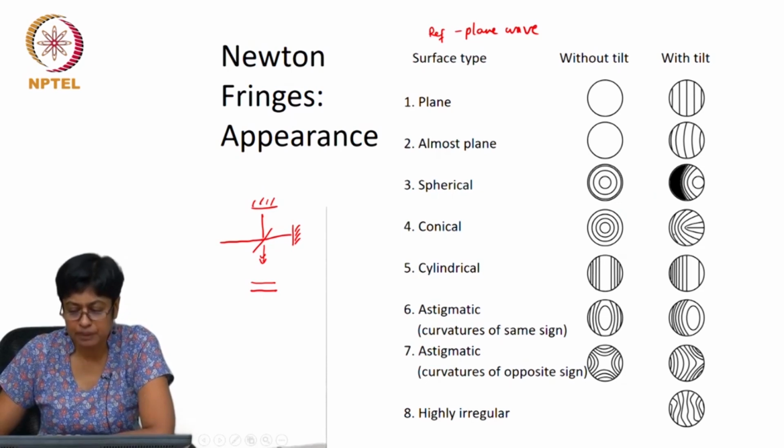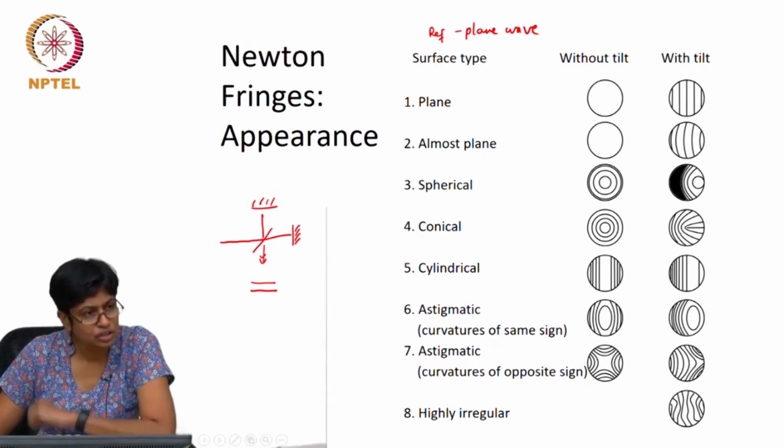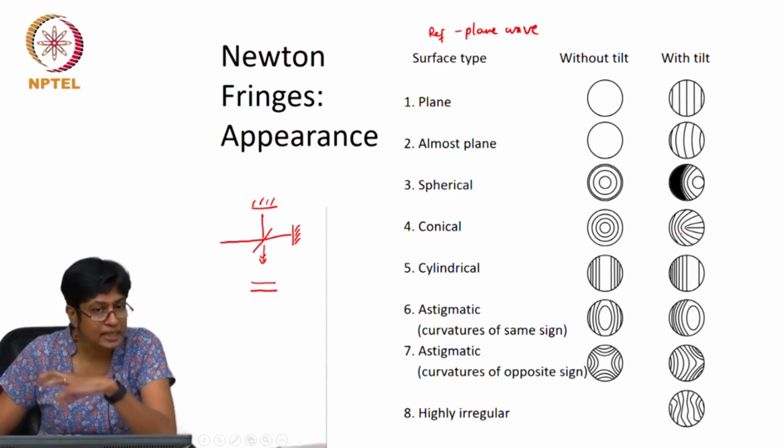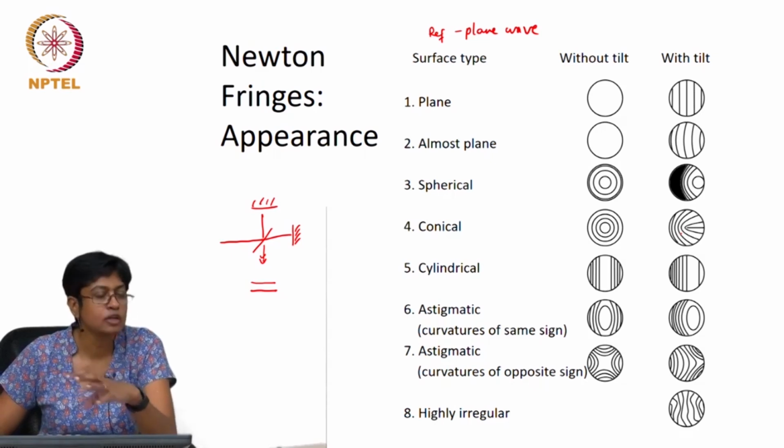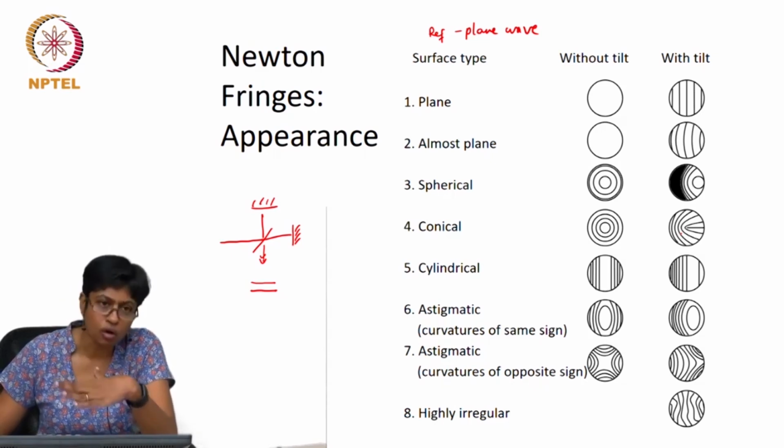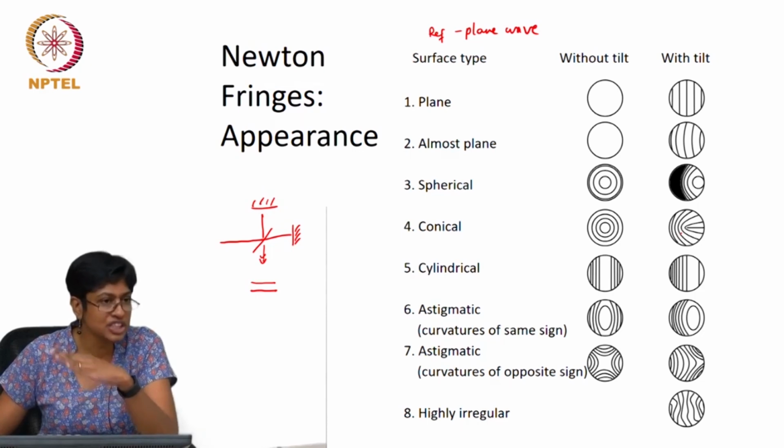And for different shapes, you can start seeing how the fringe pattern varies. So this is a visual way of quickly saying how aberrated your wavefront is, or if not aberrated, what the shape of the wavefront is. Okay, it's a very quick interferometric technique to do that.